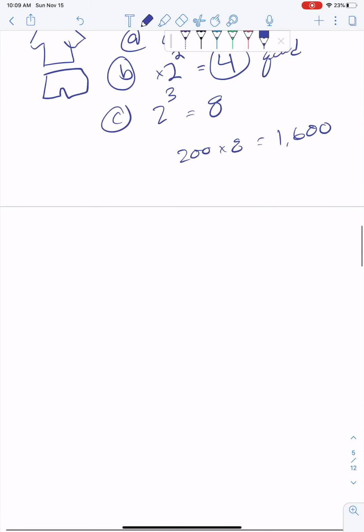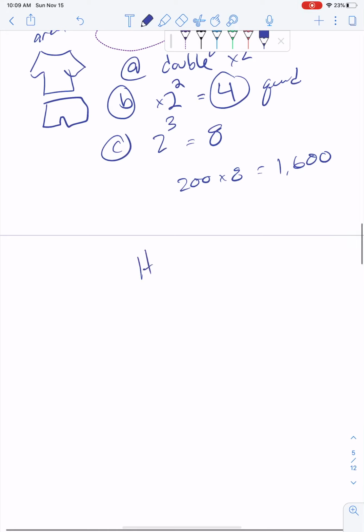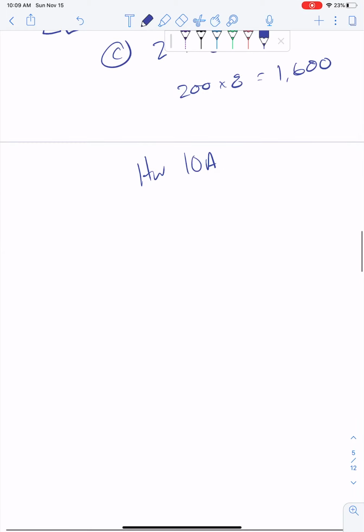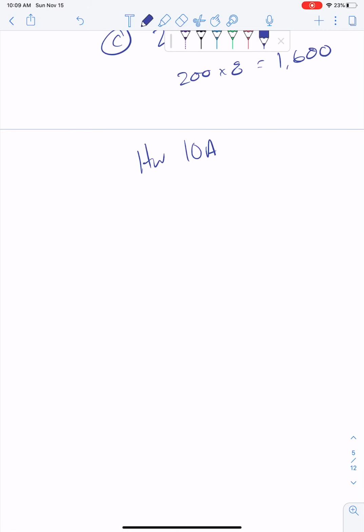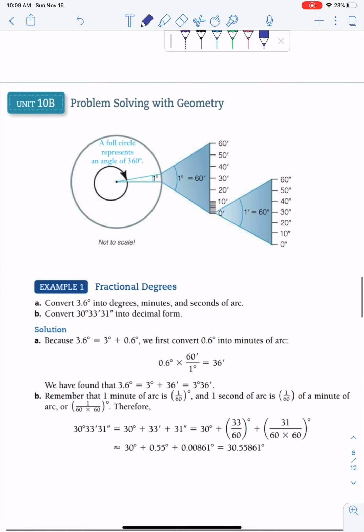Okay, so that is homework 10A. It's a little bit more than I expected, a little bit longer. We do have to cover this in one day, so I'm just going to keep going to 10B. If you want to pause the video right here and work on homework 10A, that would probably be a good idea. We are going to do 10A in class, and I'll be available to answer questions to help you there.